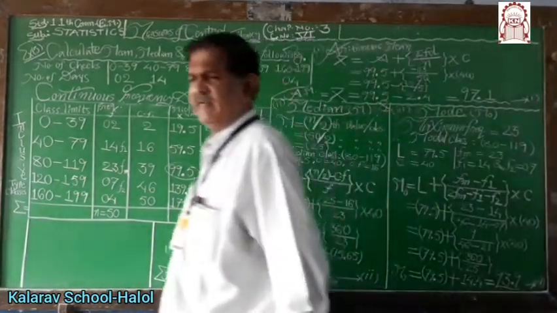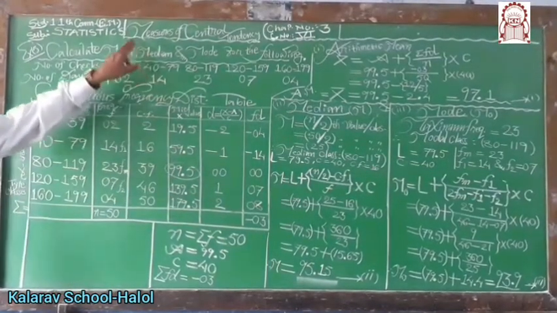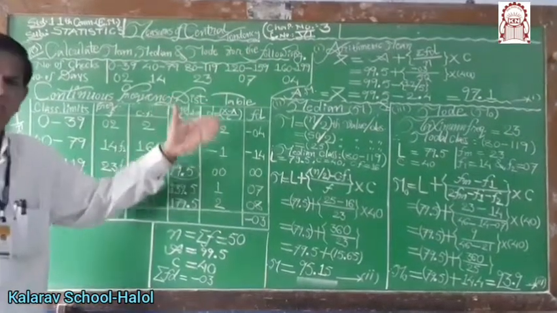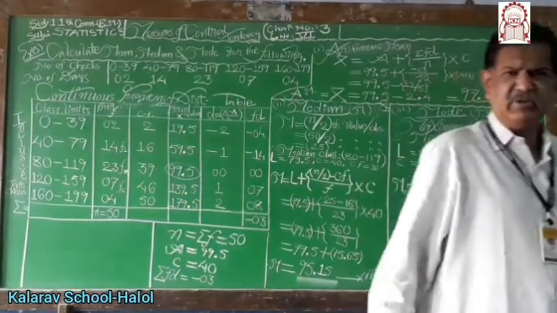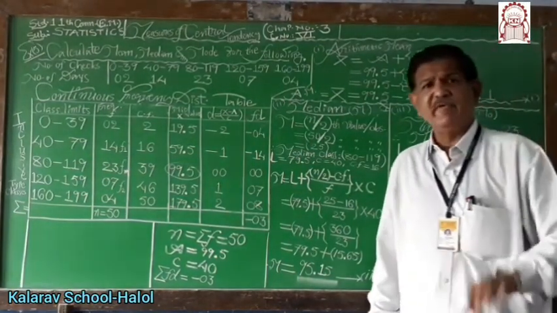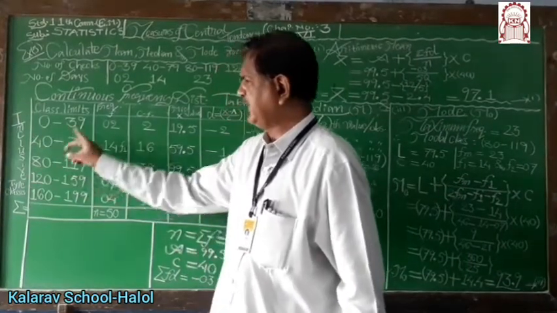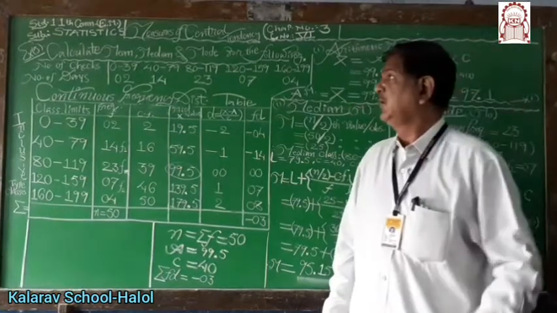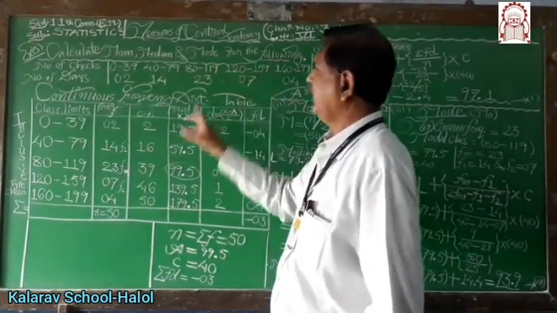Good morning, everyone. Measures of central tendency, chapter number 3, in which we calculate mean, median and mode for a continuous frequency distribution. Today we are going to take the method for which inclusive type of classes are given. Last time we have seen exclusive type classes. Compute the mean, median and mode for the given data.